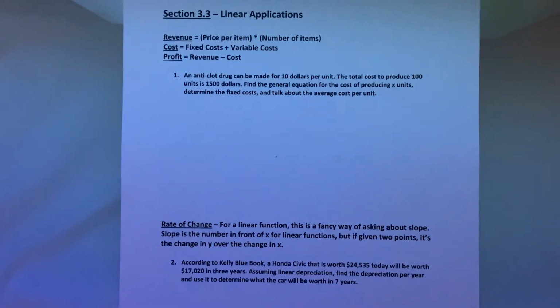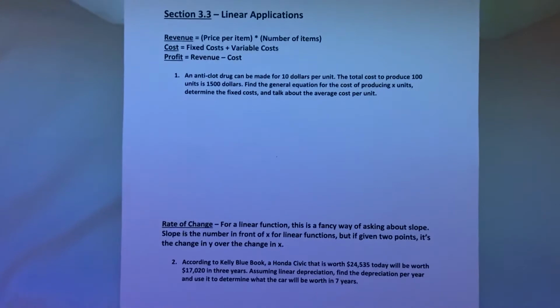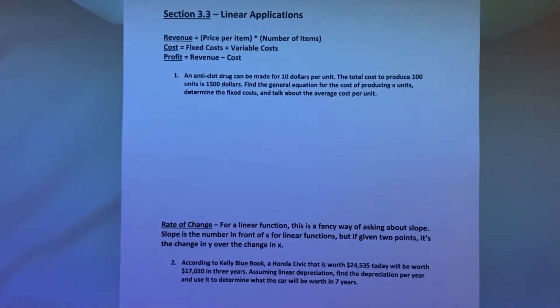Cost is the sum of the fixed costs and variable costs, and profit is revenue minus cost. You may already know those things. Well, let's see how they apply in problems. An anti-clot drug can be made for $10 per unit. The total cost to produce 100 units is $1,500. Find the general equation for the cost of producing X units and determine the fixed costs, and talk about average cost per unit generally.